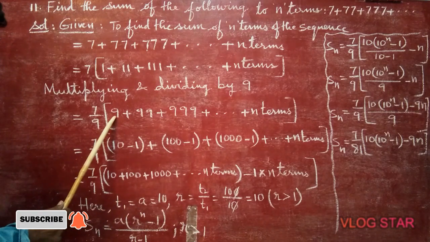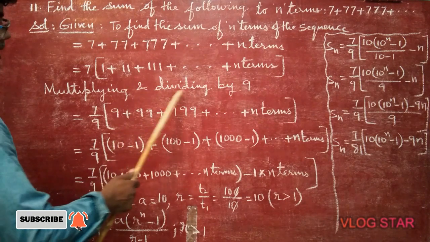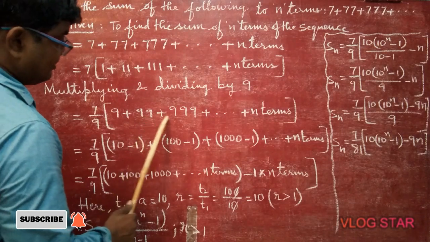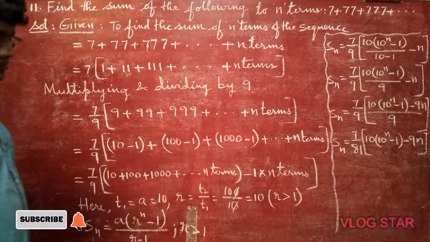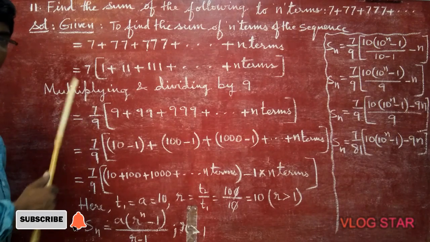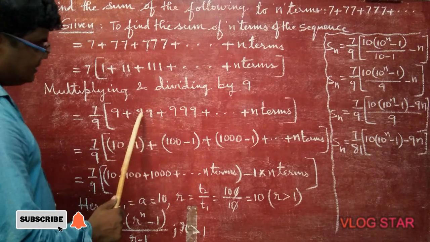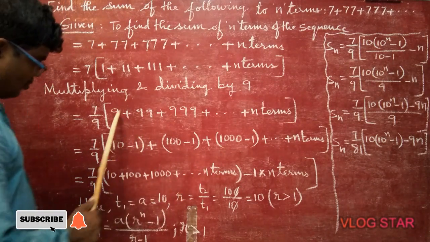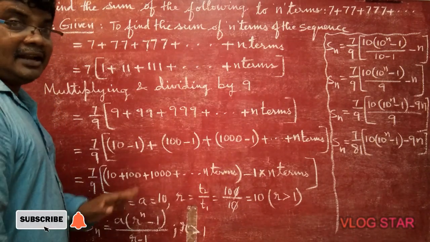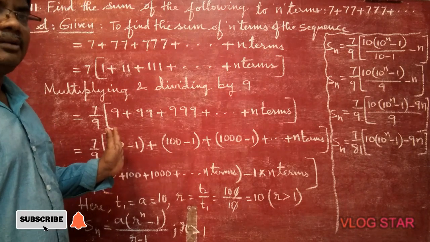Next, 9 also I did. For this one, multiplying and dividing by 9, no need for these steps. This is 9 plus 99 plus 999 and so on n terms. 7 by 9 no need, 1 by 9 no need. Direct: 9 means 10 minus 1, 99 means 100 minus 1. So what is inside the bracket only you are going to do. So 3 numbers I have done, 3 in 1 problem. Are you able to follow?